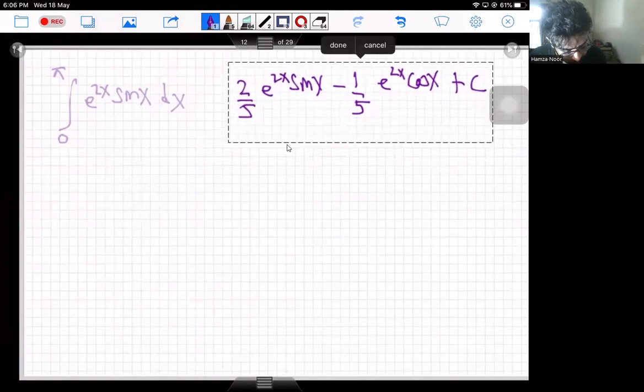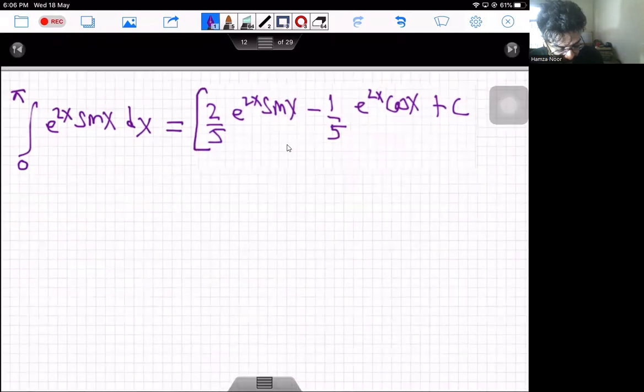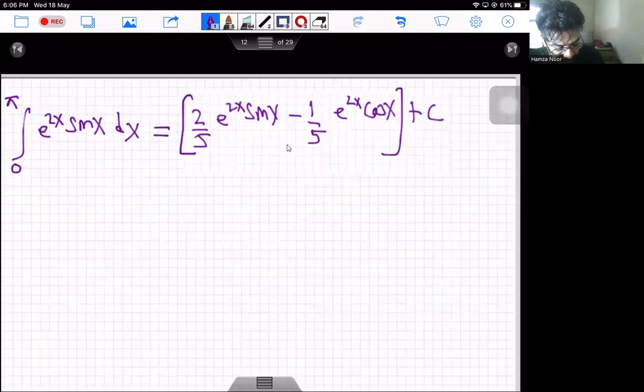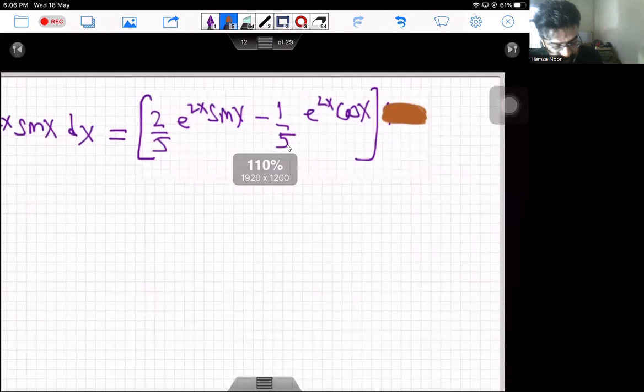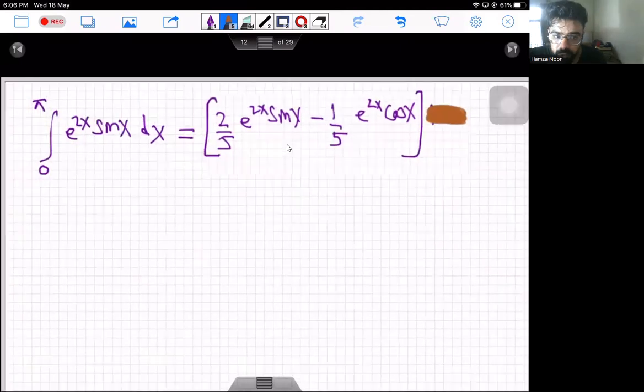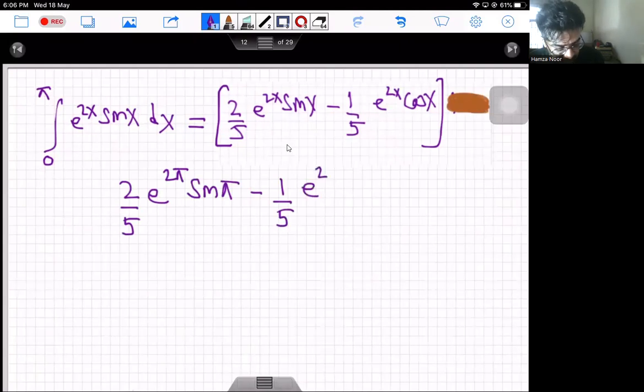Here we go. And since now we are dealing with a definite integral, we don't need the c over here. The c will be removed. So don't mention the c in this part because we are dealing with a definite integral right now. So all you need to do is just put the upper limit pi and lower limit 0. So 2 over 5 multiplied by e raised to the power 2 pi multiplied by sine pi minus 1 over 5 times e raised to the power 2 pi multiplied by cos pi.